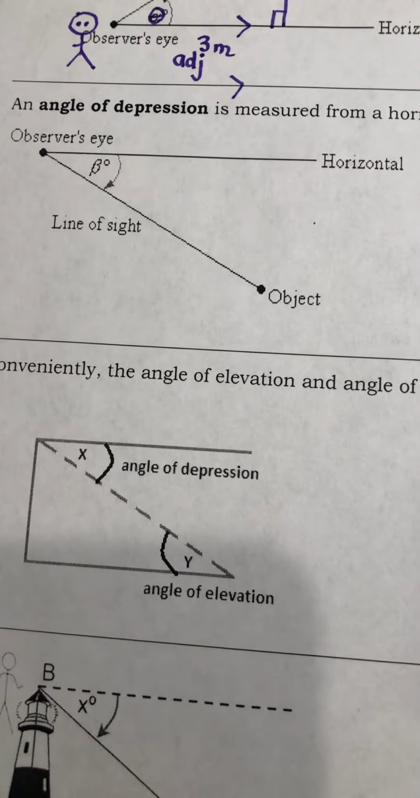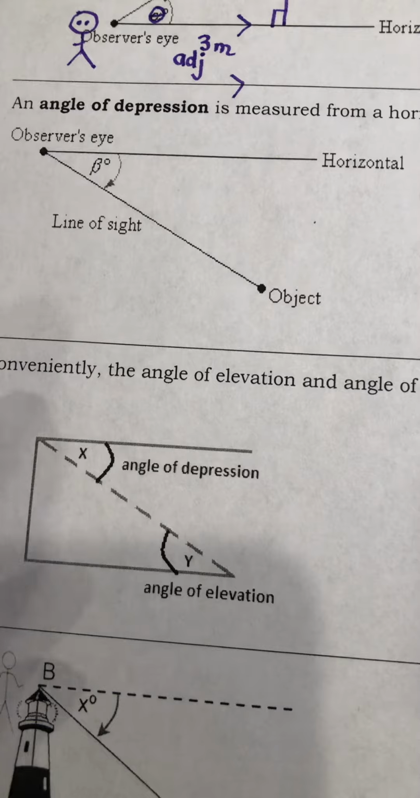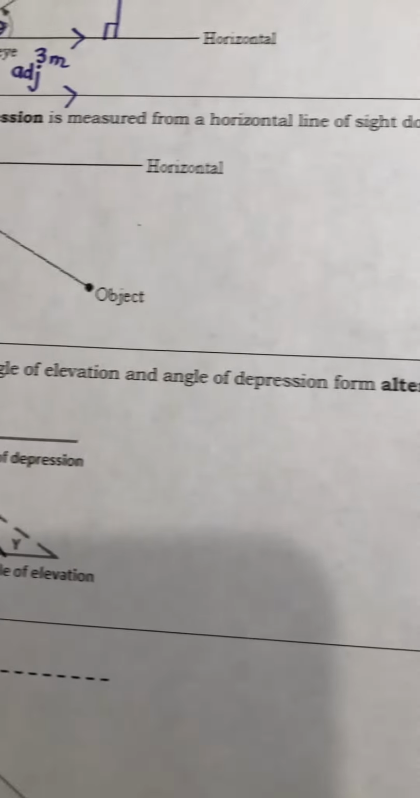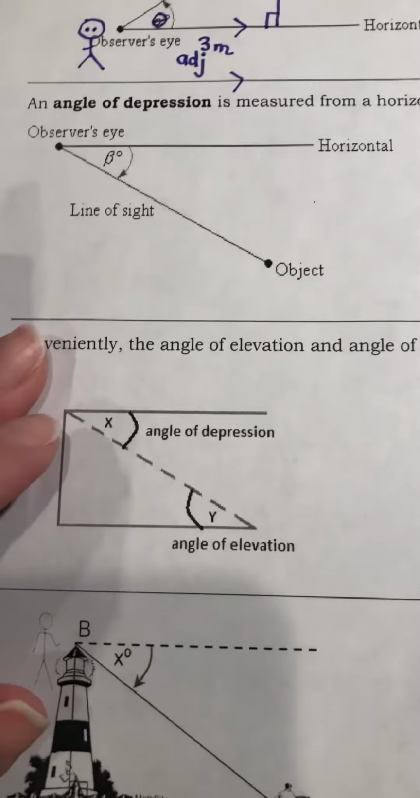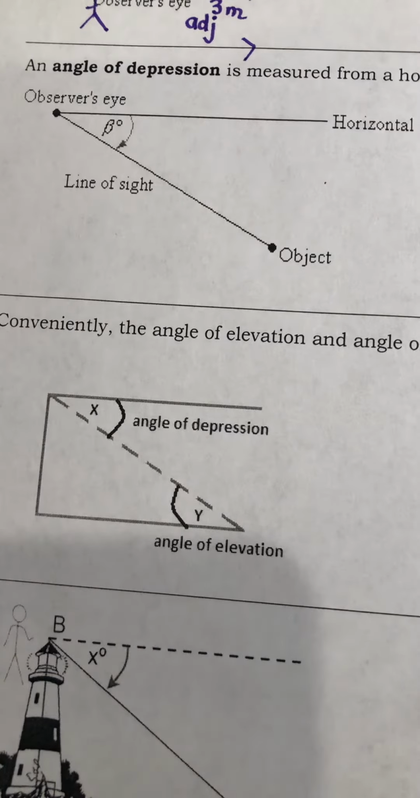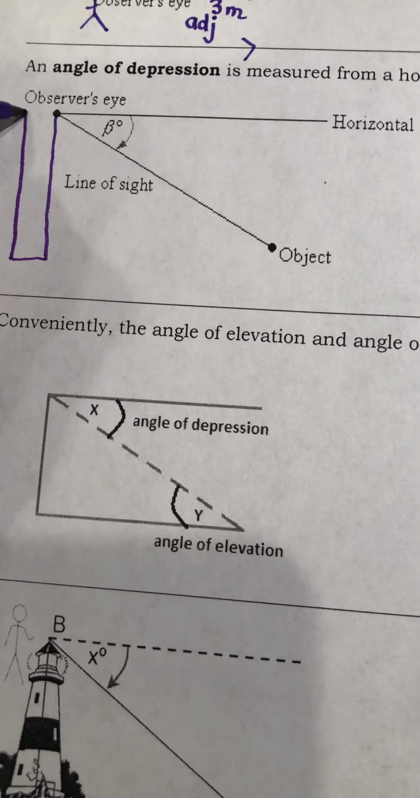An angle of depression is measured from a horizontal line of sight down to an object. Here is a great example of angle of depression. So let's say that we have an observer, and let's just make up a scenario where the person is on the top floor of a high-rise building, and maybe they're looking out their window.